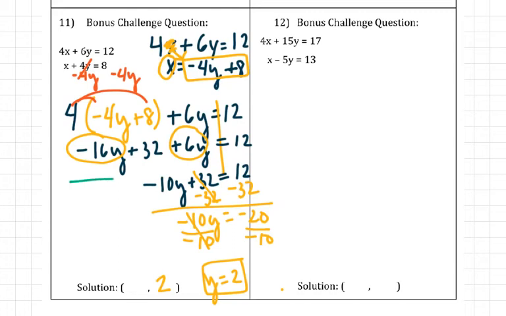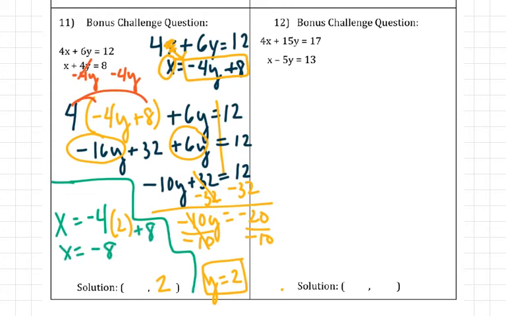I don't know what x is yet, so I'm going to make some room. I'm going to go to the equation that says x is, right here. It says that x is negative 4 times y, and I know that y is 2, plus 8. So x is negative 8 plus 8. Negative 8 plus 8 is 0, which is fine. That's a number. So these 2 lines would cross at 0, 2. Okay, so go ahead and try that last bonus question.